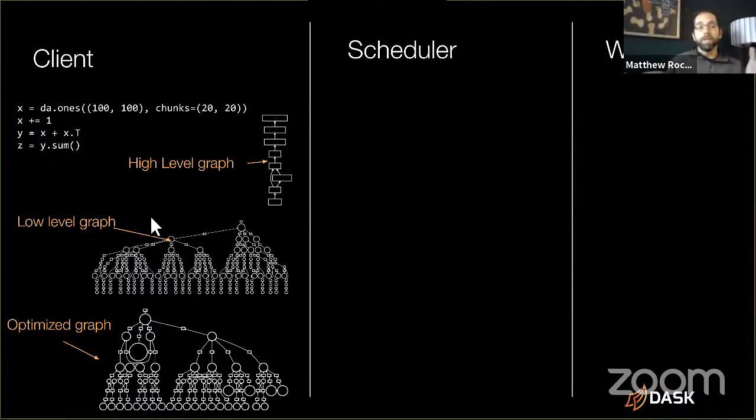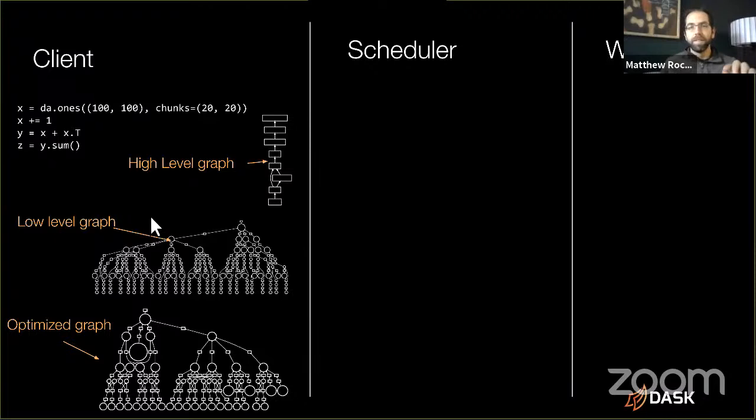On the client side, there's us writing code. Here I've written a little bit of NumPy code, or a little Dask array code. That generates a high-level graph, where every node in that graph corresponds roughly to one operation in your code. So every sort of plus sign or transpose or sum is sort of represented in that high-level graph. So there are about roughly on the order of 10 nodes in that graph.